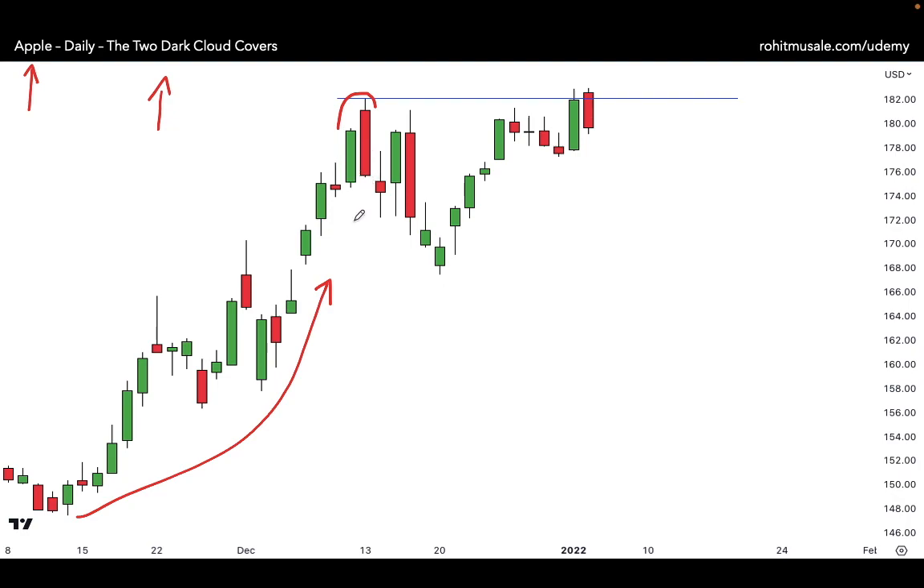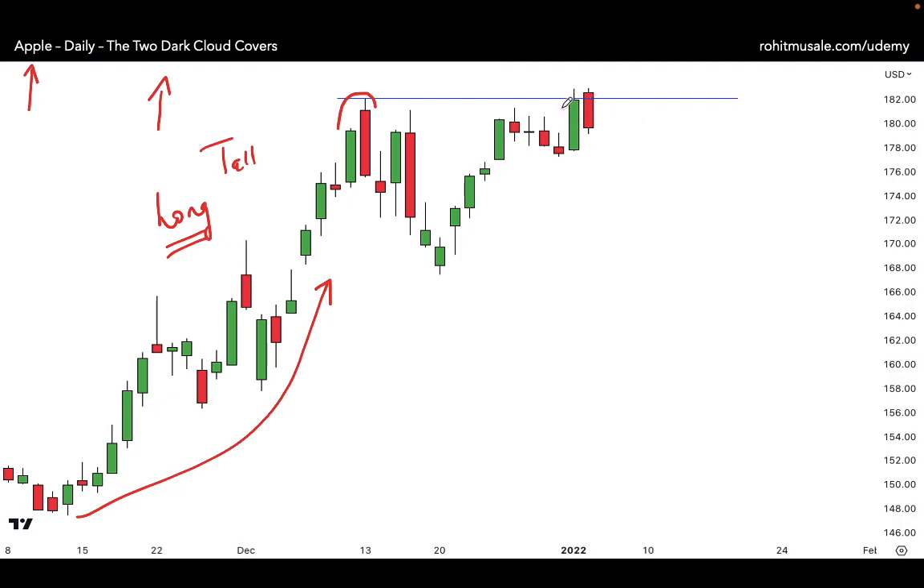One more condition is that both the candles should ideally be tall. There is no specific definition of tall or long given, but when you look at the candles compared to the other candles on the chart, you will come to know whether it's a tall or a long candle. So that's a dark cloud cover. I have drawn this blue line which is resistance.